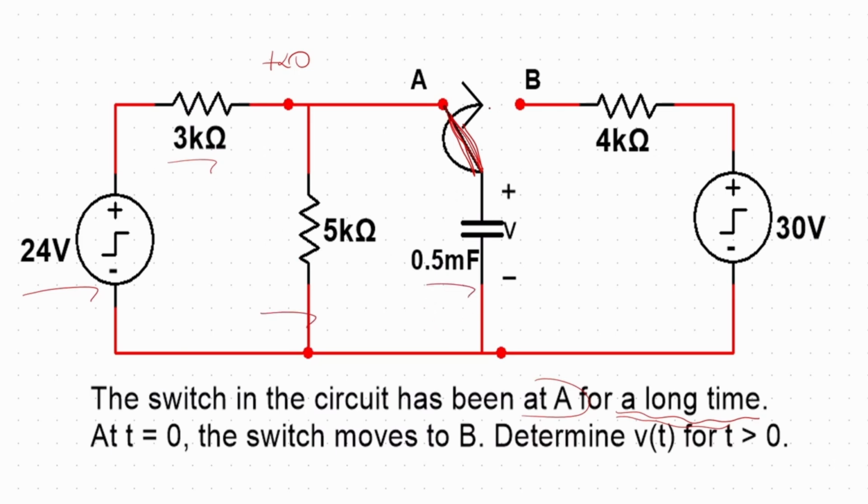At t equals 0, the switch moves to B. So once t equals 0, the switch, as the arrow shows, comes to here and completes this circuit instead, leaving this whole part redundant. That means what we're going to analyze once t equals 0 is our capacitor, the 4 kilo ohms, and the 30 volt source. And we're supposed to determine the expression for v of t for t greater than 0.